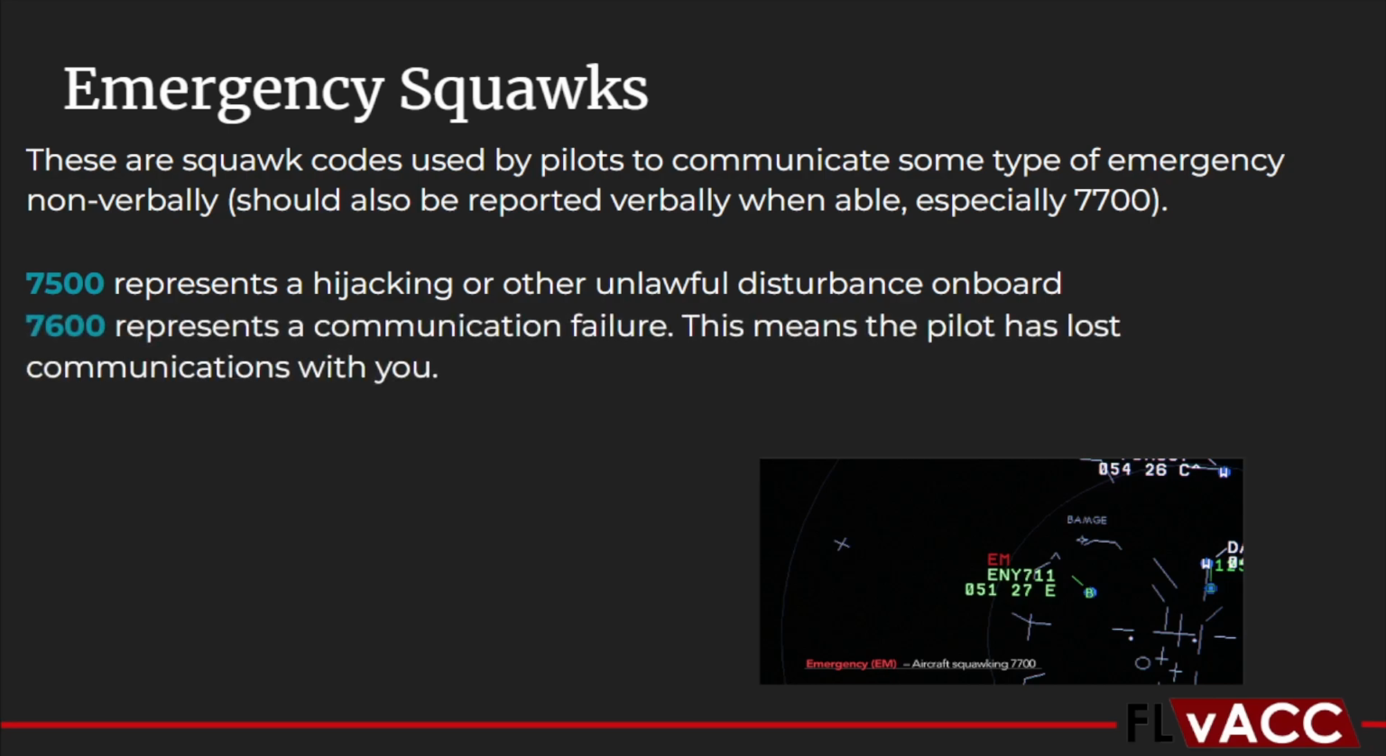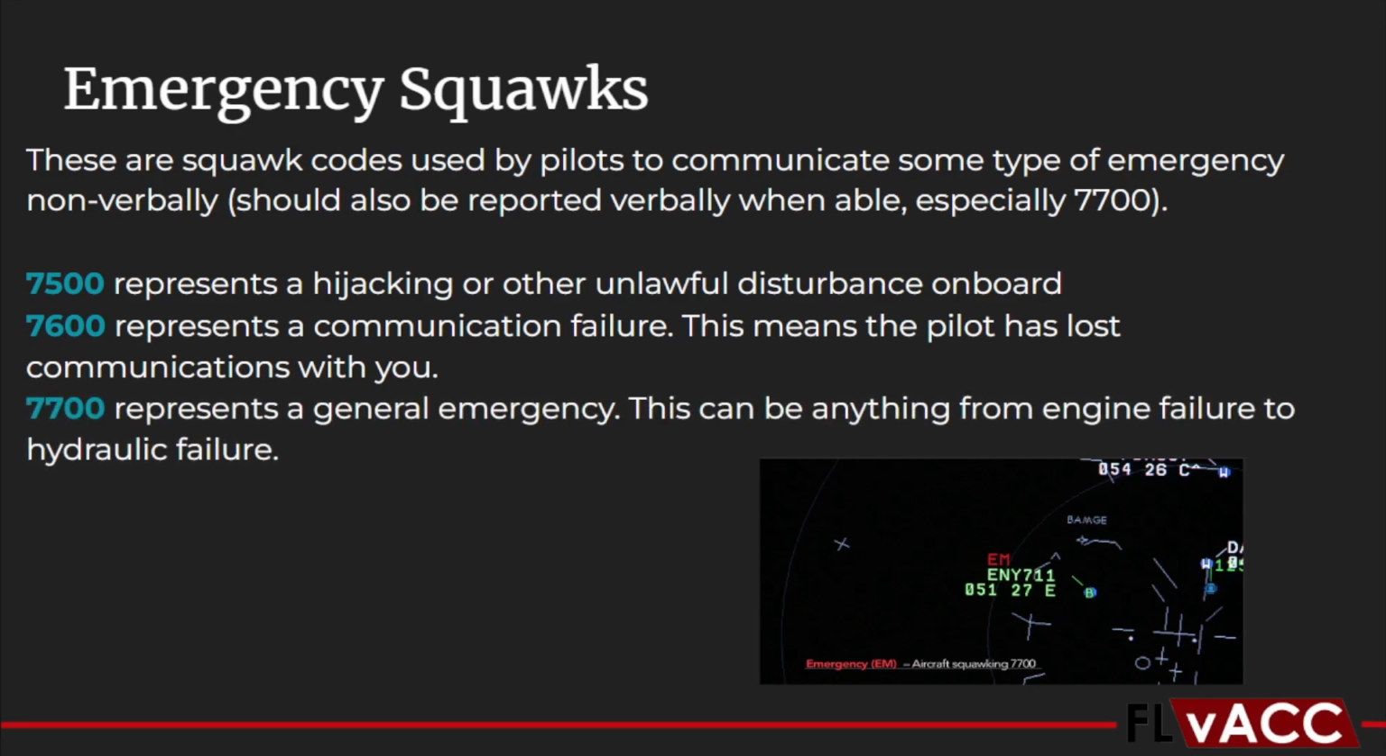7600 is the squawk code representing a communication failure with ATC, and 7700 is the most common and used for any emergency not covered by the other two emergency squawk codes. In the real world, on the controller scope, a blinking red text would indicate that a pilot is squawking one of these emergency squawks and alerts the controller that an emergency is in progress. We won't go over what to do when an emergency occurs yet, since delivery controllers won't handle emergency aircraft, but you will need to know these squawk codes.